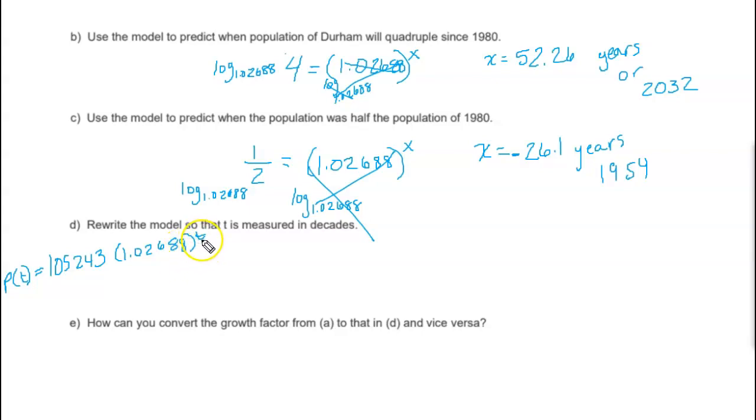if t was decades instead of years, in order for me to still use this same model, since this growth rate is in years, this would have to be 10t. Because if t was decades, 1 decade would be 10 years, and then this would get multiplied for every year, which is what this rate is based on. The reason we want to do that is because now t is in decades.